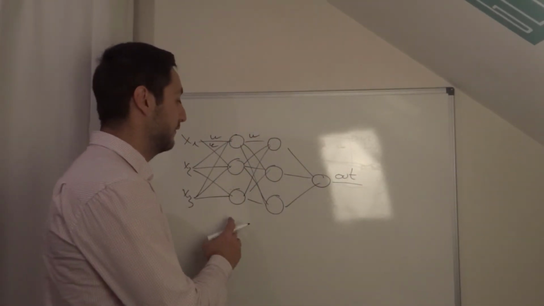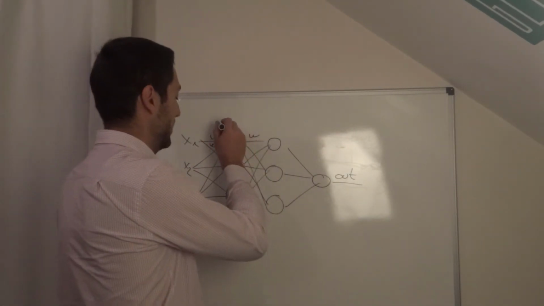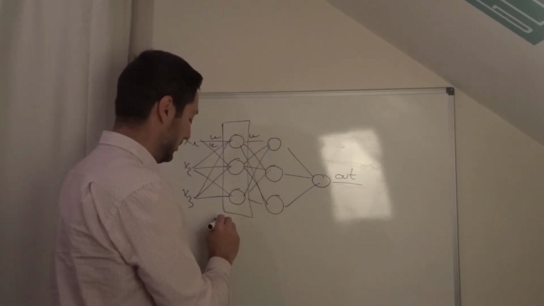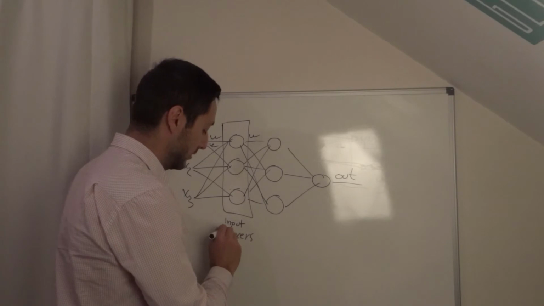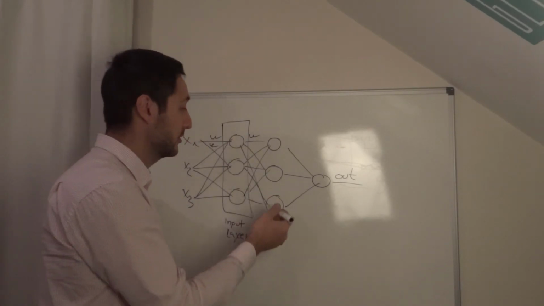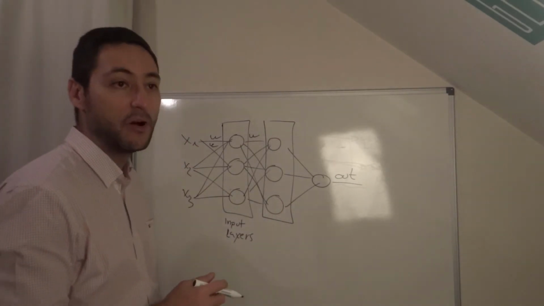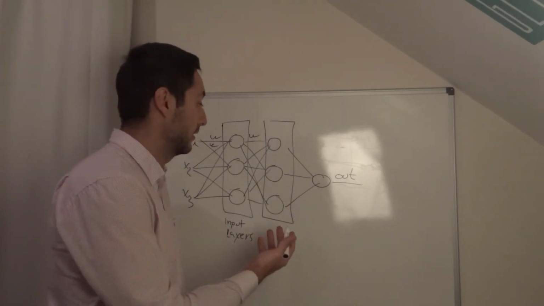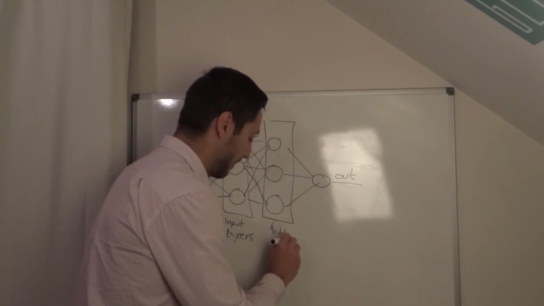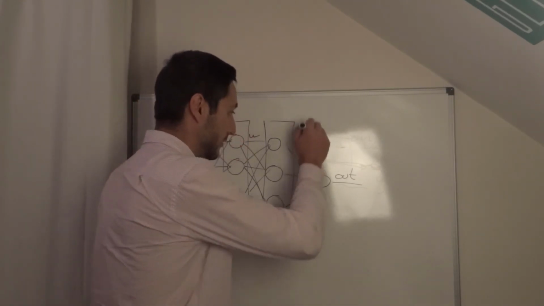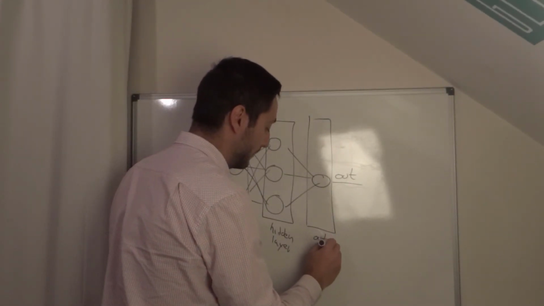We can identify these different layers of processing as the input layer. As you can see, this deals with our inputs, these neurons. This layer in here that may involve many different neurons is what we call the hidden layer. And finally, what we call the output layer.